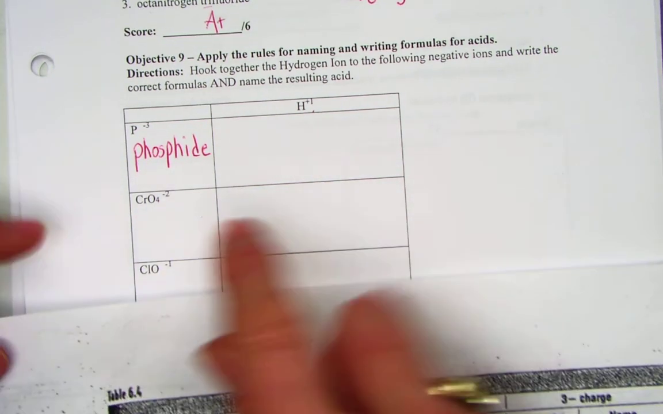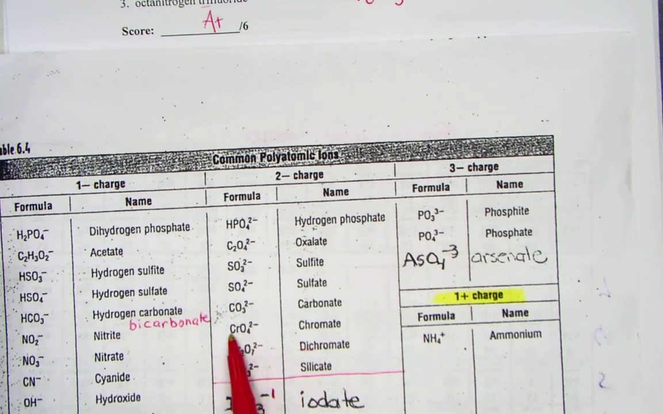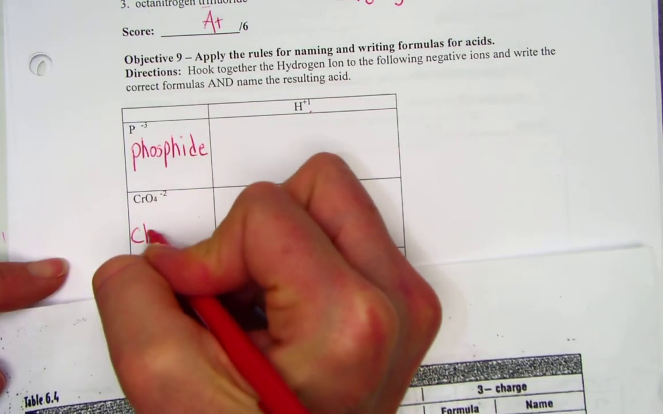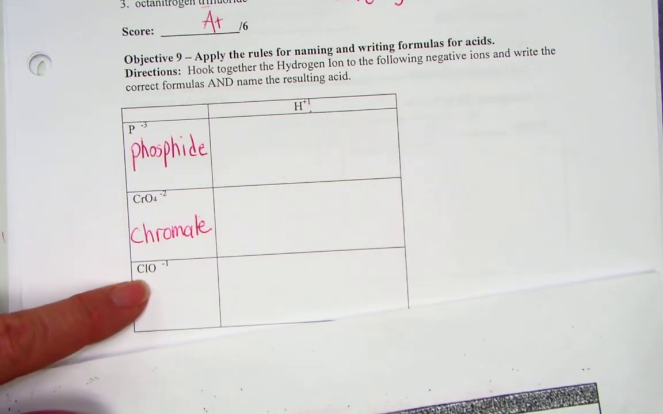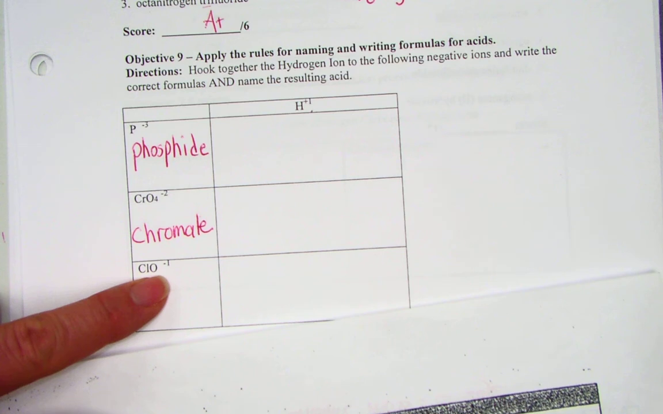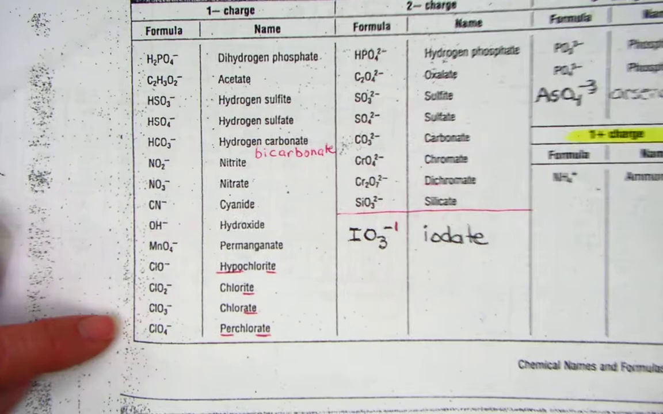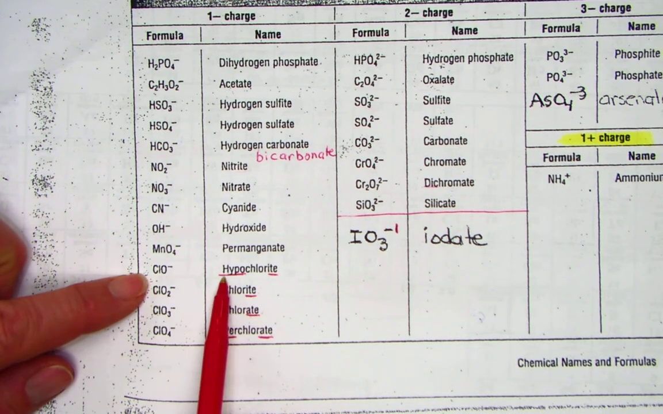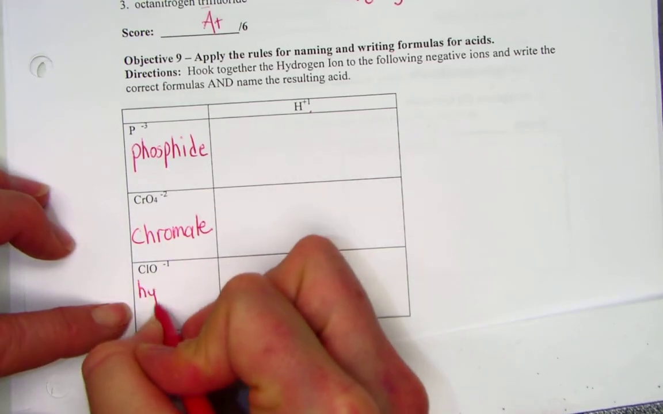A group of atoms acting as a unit carrying a charge is called a polyatomic ion. CrO4 -2 is called chromate. I'll record that here. Here's another group of atoms acting as a unit carrying a charge. I'll find its name on the polyatomic ion chart. ClO negative. ClO negative is hypochlorite. Let's put that down.